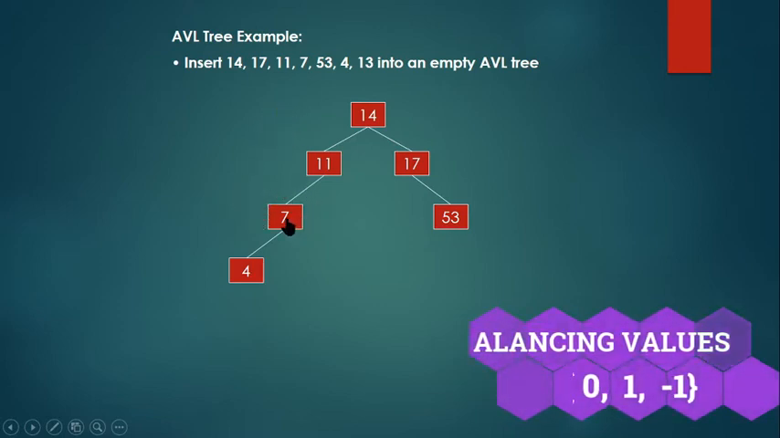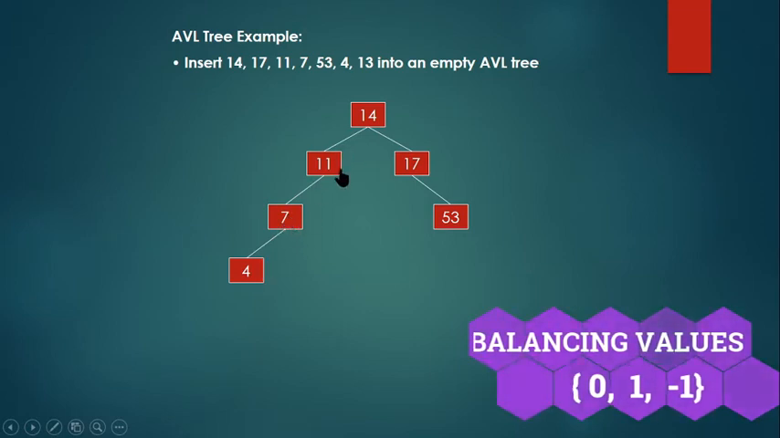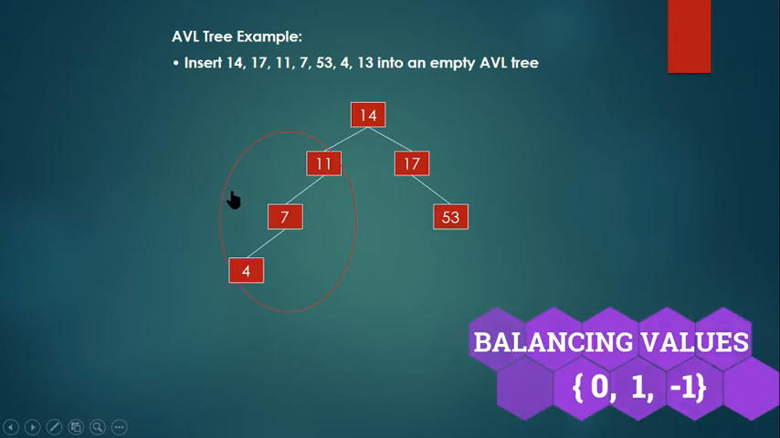So if I make a right rotation, 7 goes up, 4 comes to the left side of 7 and 11 goes to the right side of 7. See, here is a problem. And after rotating, I get like this. Now you can check, we have 1, 2, 1, 2. So 2 minus 2, 0, we don't have any problem.